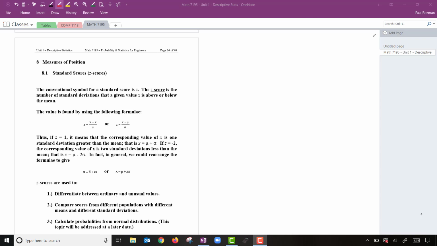Okay, welcome back everybody. Unit 1, video number 3. Last time we were talking about the mean, median, and mode, so basically measures of middle, or central tendency if you will, and we also talked about measures of spread, like the standard deviation, range, and variance. We also discussed how to interpret standard deviation and how it relates to Chebyshev's theorem and the empirical rule.